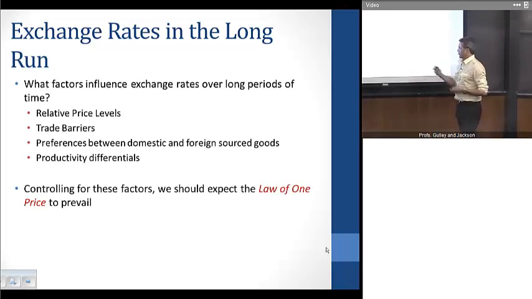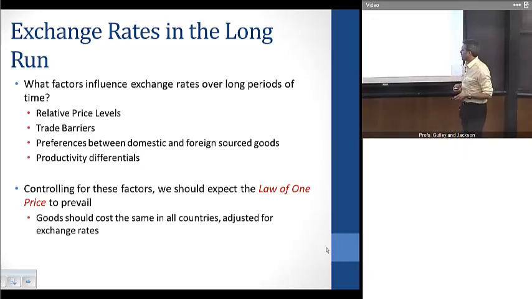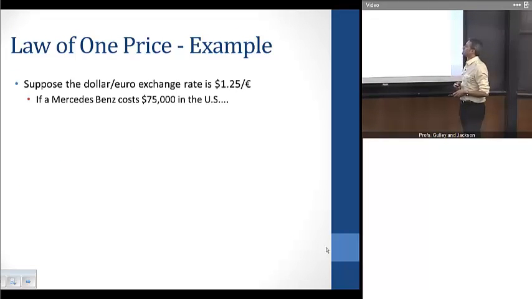But if we control for all of these factors, then what this leads us down the path towards is this idea that we should expect the law of one price to prevail. So the idea is simply that if we control for these things, exchange rate movements should dictate that we can buy the same goods in different countries for essentially the same price. And that's what this law of one price suggests.